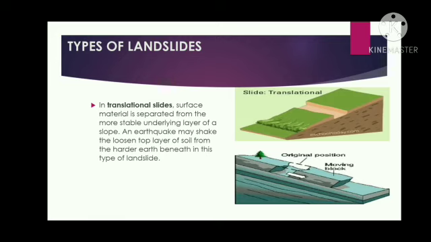In translational slides, surface material is separated from the more stable underlying layer of a slope. An earthquake may shake the loosened top layer of soil from the harder earth beneath in this type of landslide.